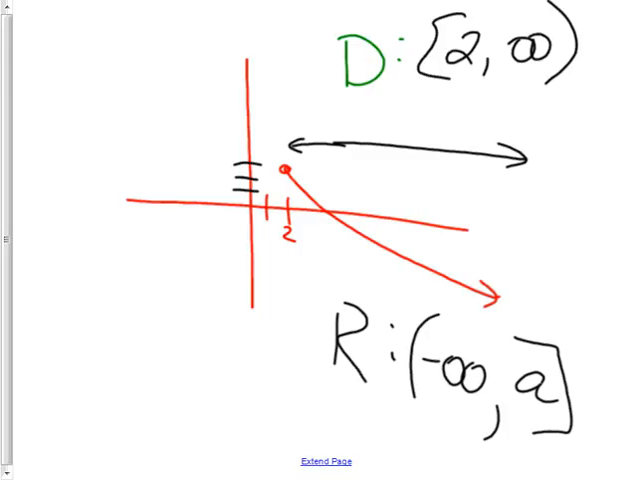Wonder where. There it is. Okay. Next is piecewise functions.